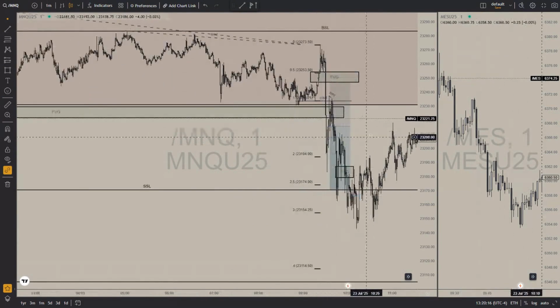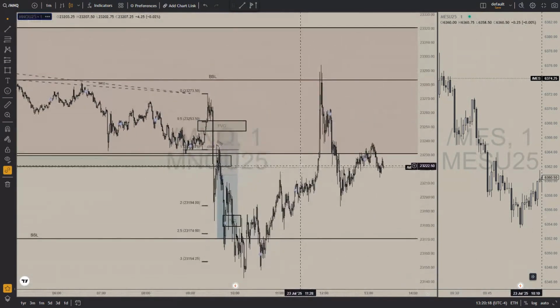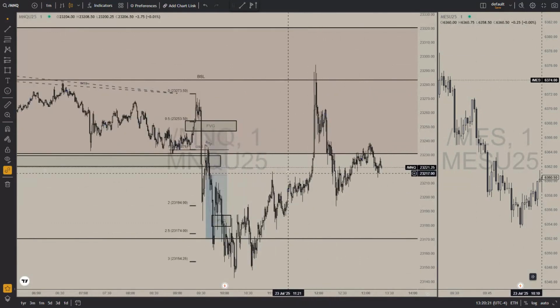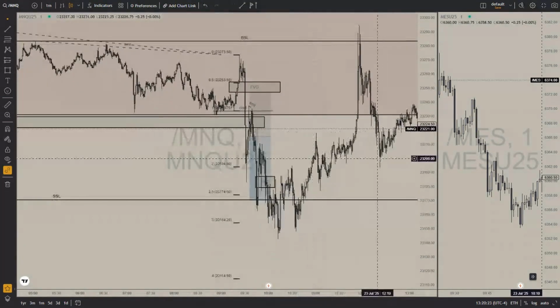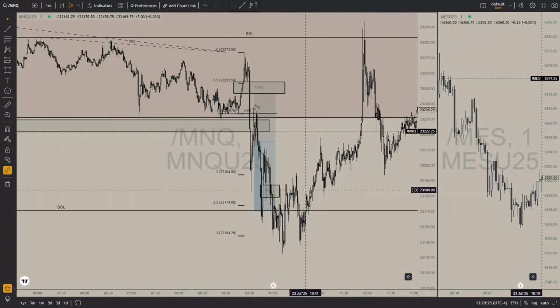But we come all the way back up and take out this high, make another move in the PM session. That's what it's looking like right now. But this is what I wanted to talk on.